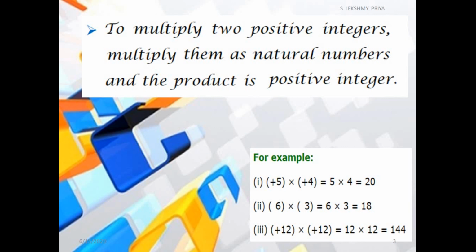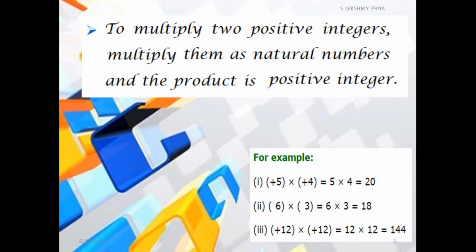How to multiply two positive integers? Yes, correct, in the usual way. What is the usual way? When you multiply any two whole numbers or natural numbers, you will multiply simply, right? In the same way, when you multiply two positive integers, multiply them as natural numbers and the product will be a positive number. You can see some examples there.